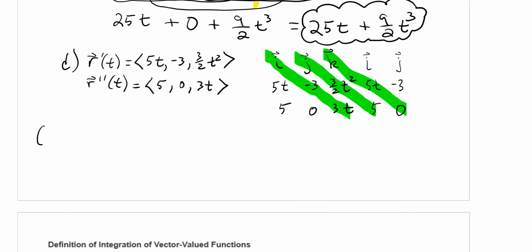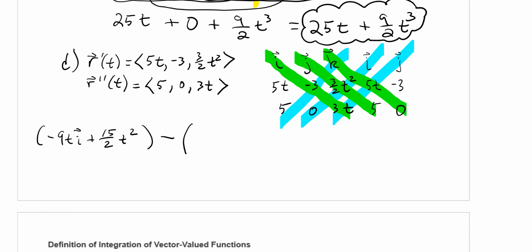Then we're going to have 6 terms in the cross product. 3 of them come from the green diagonals. The first one would be negative 3 times 3t, would be negative 9t i. Second one would be 15/2 t squared j. The third one would be 0. And then we have minus 3 more terms. And those terms are going to come from the blue diagonal.